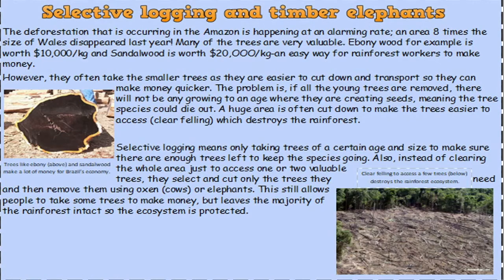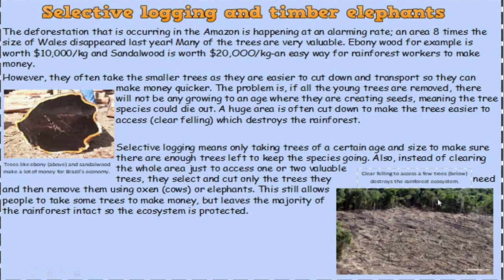This is the idea that rather than deforest areas like this and just clear whole areas for the trees you want, selective logging means only taking trees of age and size to make sure there are enough trees left to keep a species going and continue the nutrient cycle and water cycle. So it takes away that needless clearing of all the area, and people will only go in and cut down trees that are available or the trees that they need.